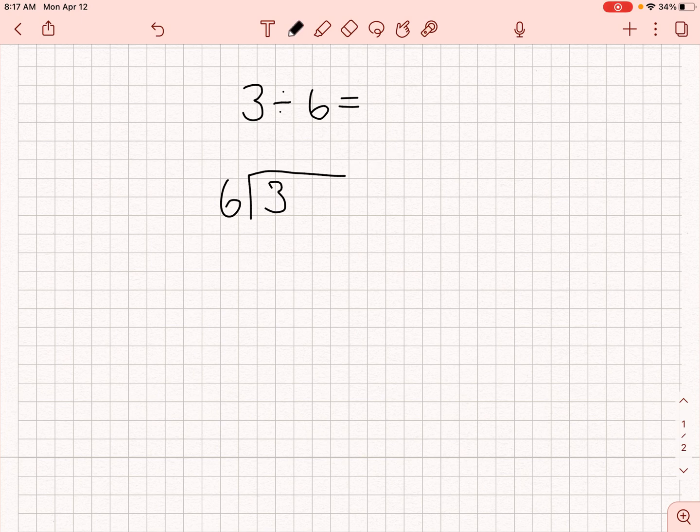So to begin with, divide like normal. How many groups of 6 can I make with 3? I can't make any groups, so it's going to be a 0.